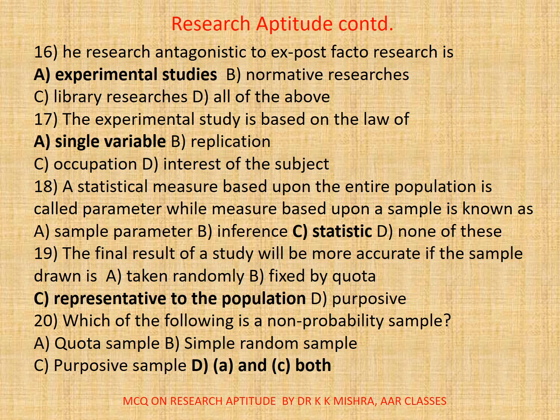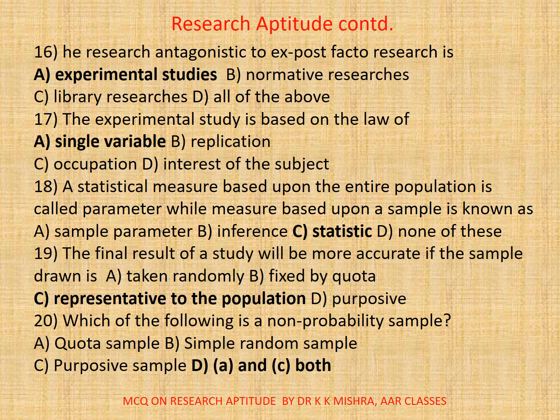16. The research antagonistic to ex post facto research is A. Experimental studies, B. Normative researches, C. Library researches, D. All. The correct option is A. Experimental studies. 17. The experimental study is based on the law of A. Single variable, B. Replication, C. Occupation, D. Interest of the subject. Correct option is A. Single variable.